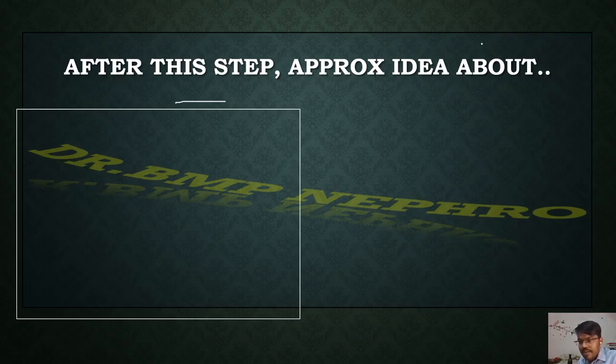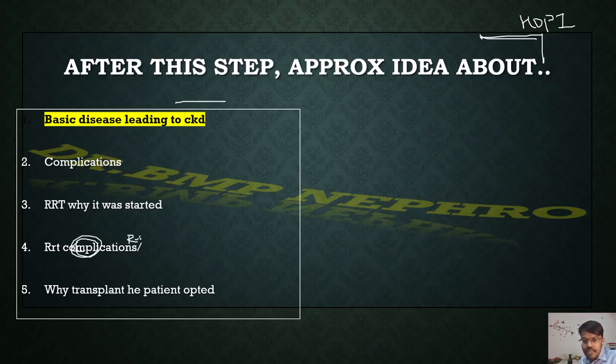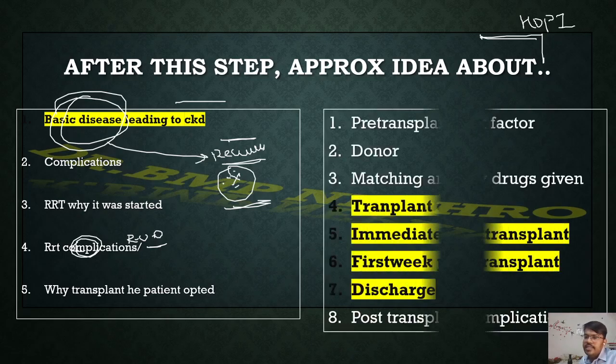So at the end of this summary, like history of presenting illness, we are knowing the basic disease which led to CKD, what complications the patient had, why the RRT was started, what problems he faced, what the residual urine output was, because these are things associated with mortality. Why he opted for transplant, and why the basic disease is important: because chance of recurrence, a 100% question will be there. Once you finish the summary, the viva probably starts from there only. So you have to be very clear about the basic disease.